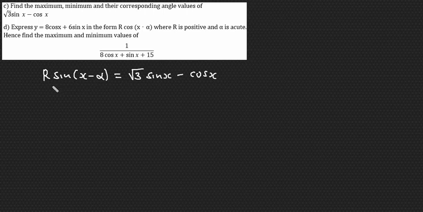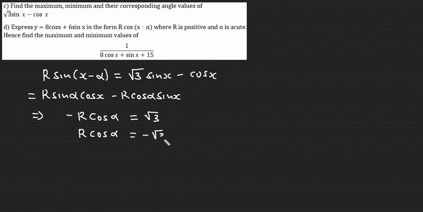Now let us see the expansion of sine of x minus alpha. We are going to have R sine x cos alpha, then minus R cos x sine alpha. If you see this, we can now compare the coefficients.